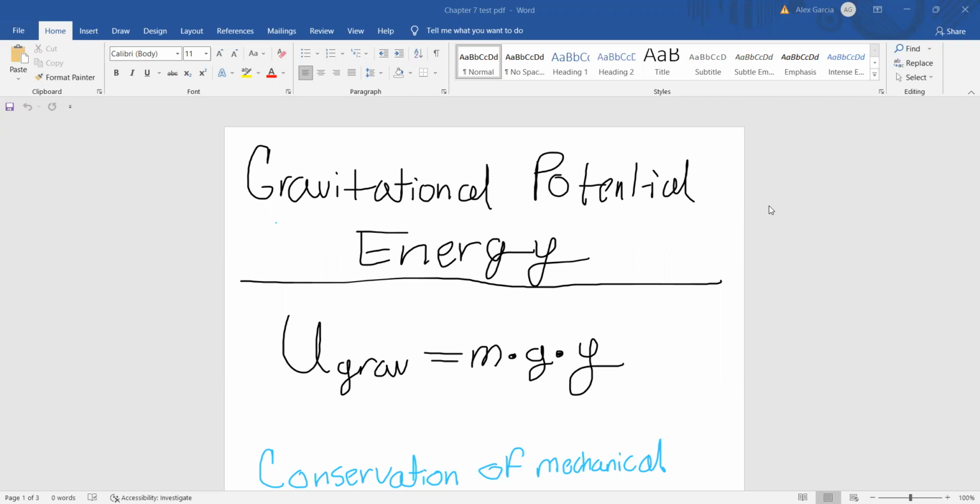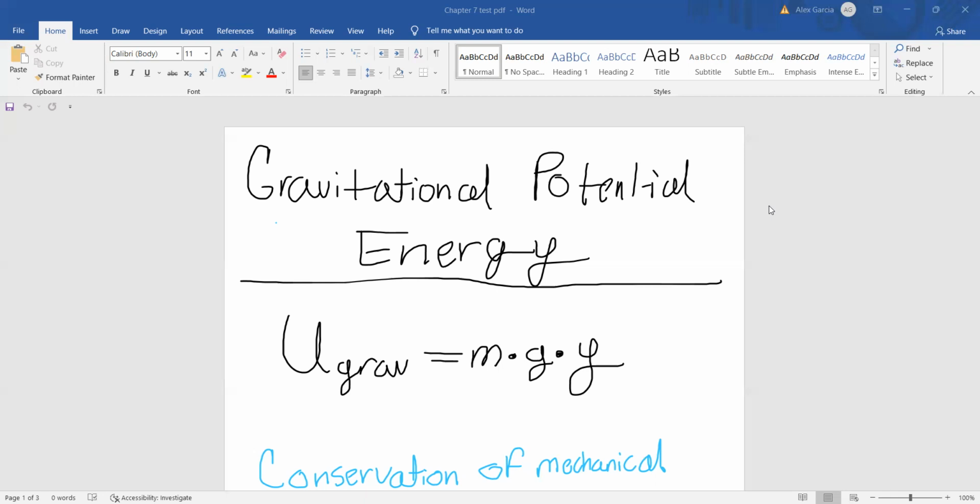The focal point of chapter 6 was all about work. The focal point of chapter 7 is gravitational potential energy, right? So how do we calculate gravitational potential energy? Well, it's split up like this. U-grav, our symbol for gravitational potential energy, is equal to the mass of an object times the constant of gravity times y, where y is the position.